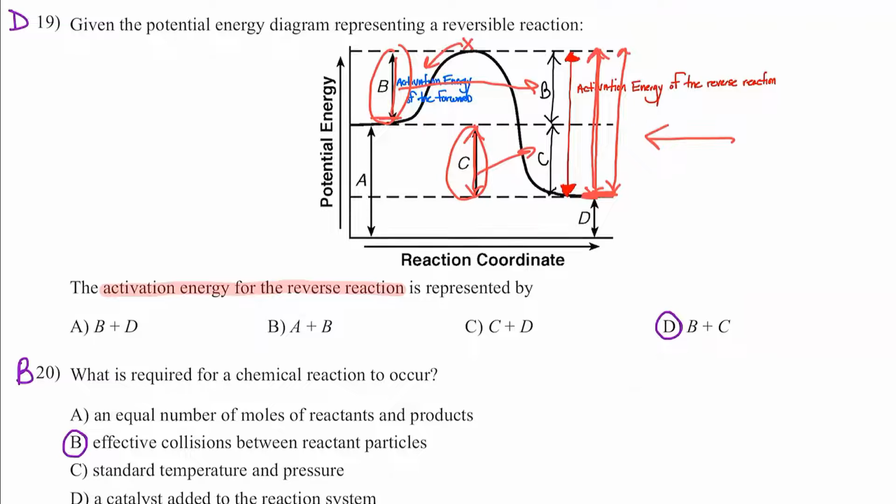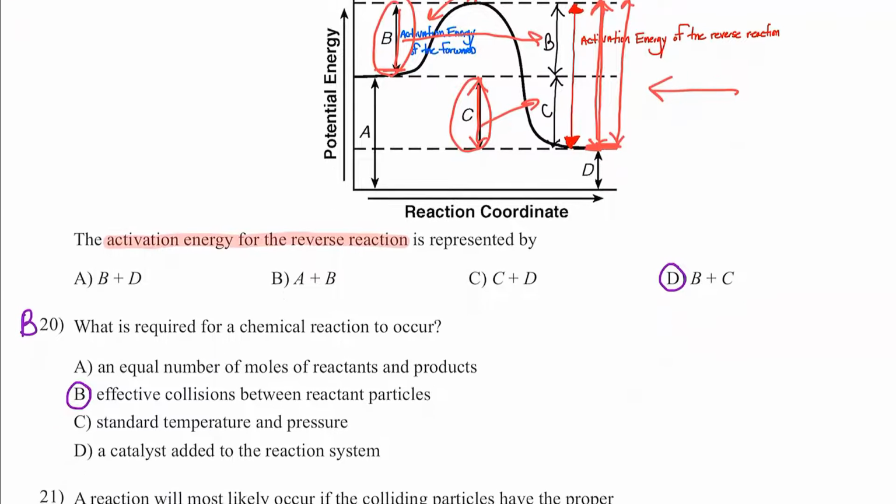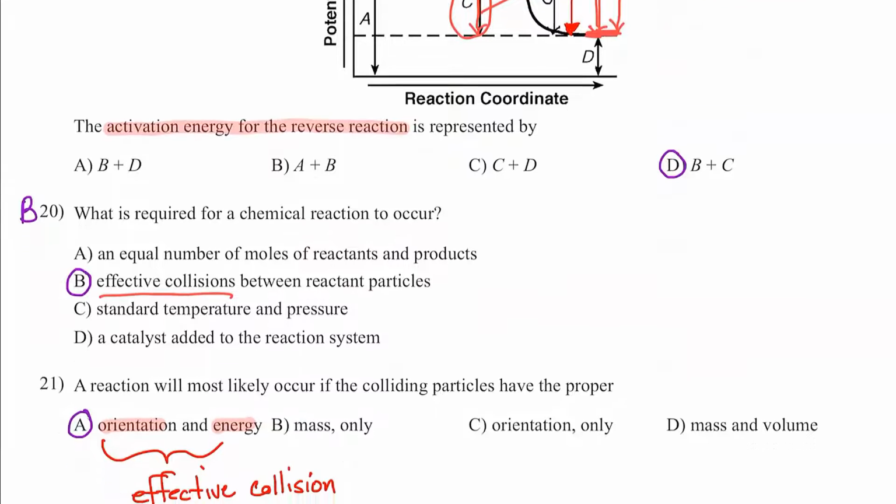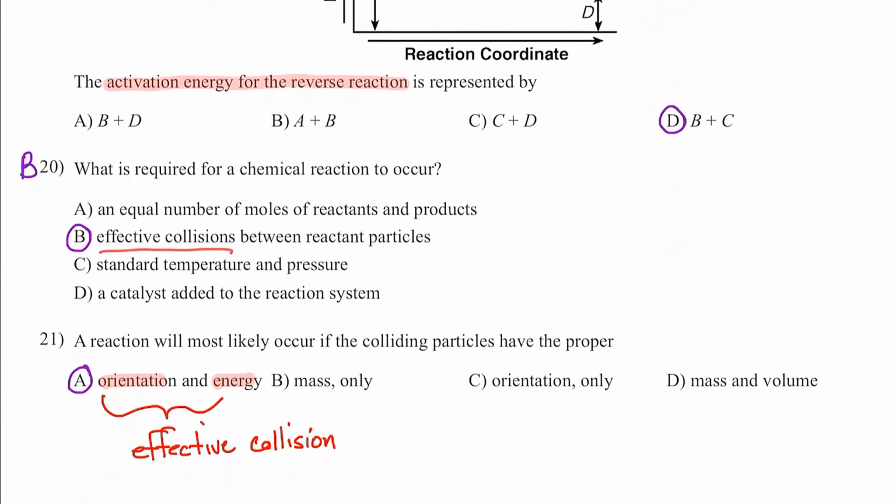20. What is required for a chemical reaction to occur? They've got to collide. Effective collisions are the collisions that actually lead to breaking bonds and forming new ones, if it's a chemical reaction. 21. A reaction will most likely occur if colliding particles have proper what? Effective collisions, which are orientation and energy. We've kind of hit that concept already.